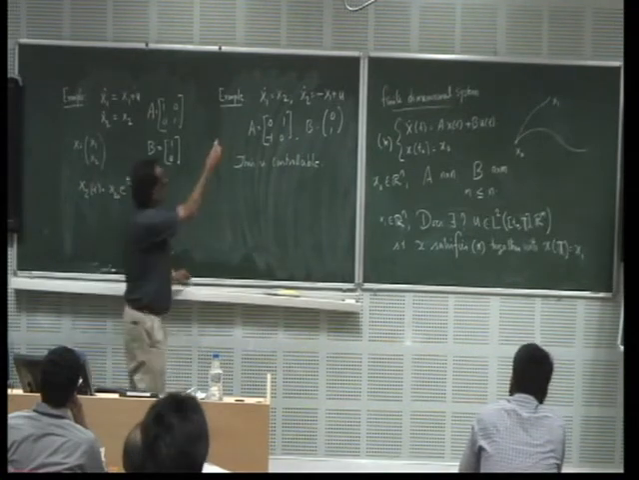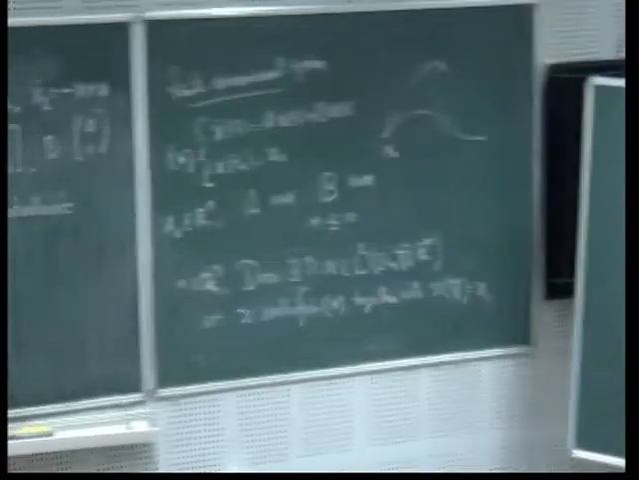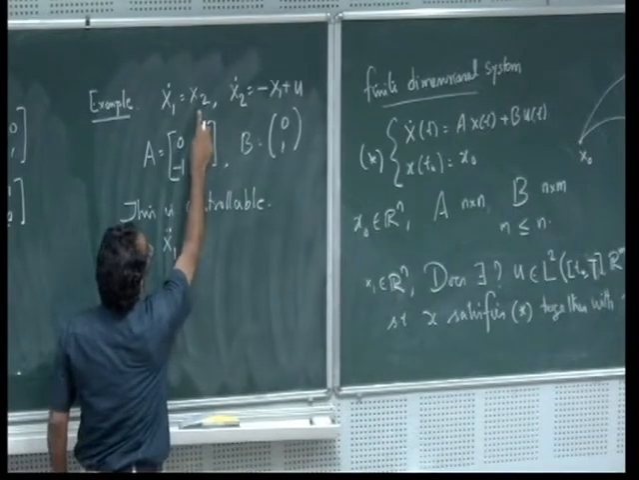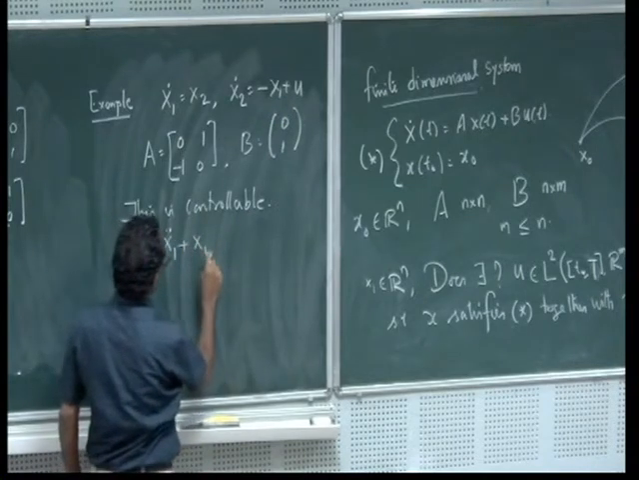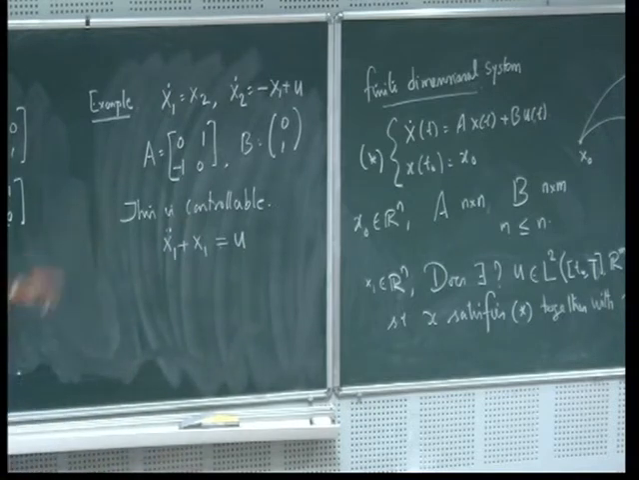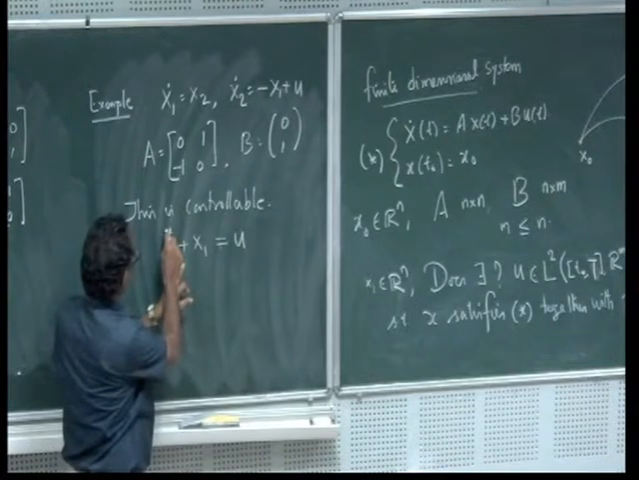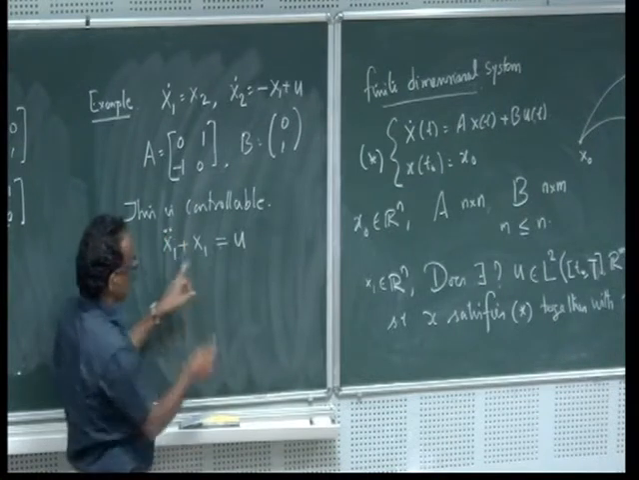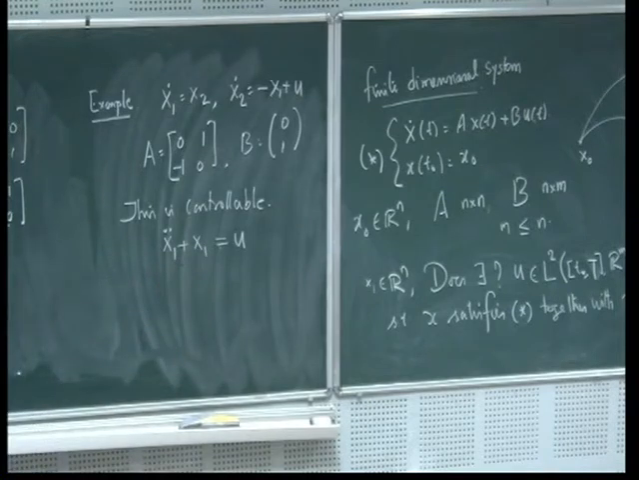How do you do it? You can write it as a second order system. If you write x1 dot, it will be x2, and x2 dot will be minus x1 plus u. So you will get x1 double dot plus x1 equal to u. So this first order system corresponds to this second order system, and this is the familiar harmonic oscillator, which all of you have studied.